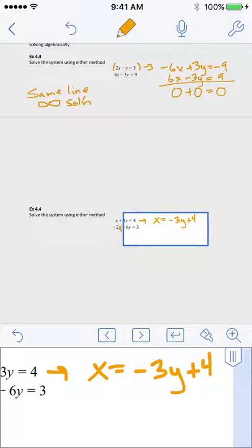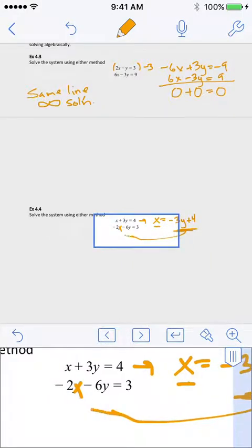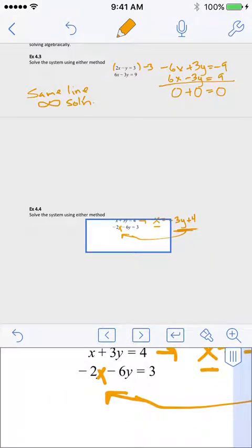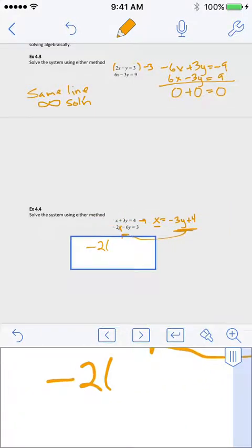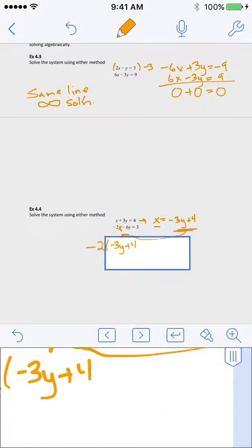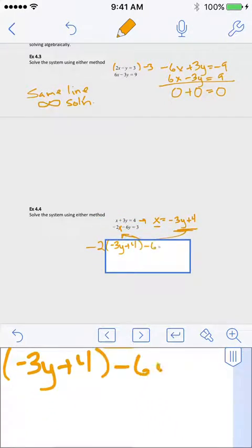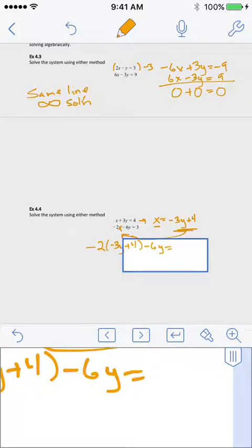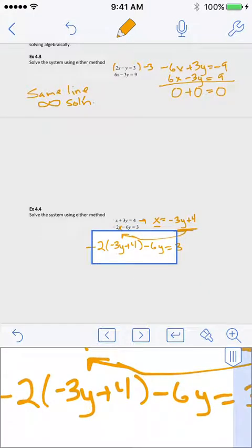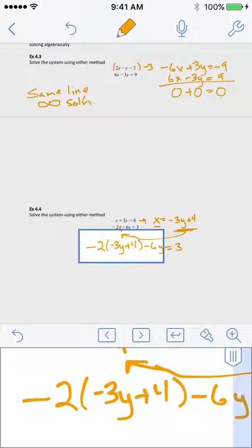And now I'm going to take that thing I know, x is equal to this expression. I'm going to put that expression in here for x. I'm going to substitute that in. So instead of x, I'm going to write what I know about x. I know it's equal to negative 3y plus 4. And that would be minus 6y is equal to 3, right? So I've substituted that in, and I can now solve because I only have y's left.